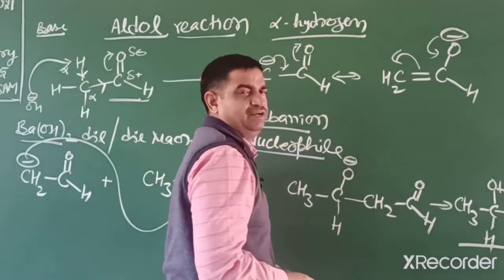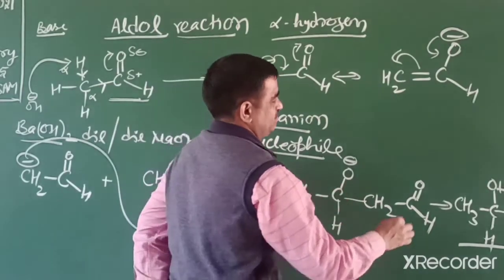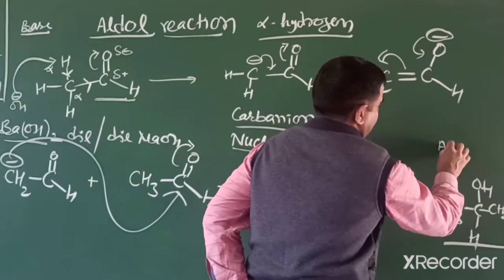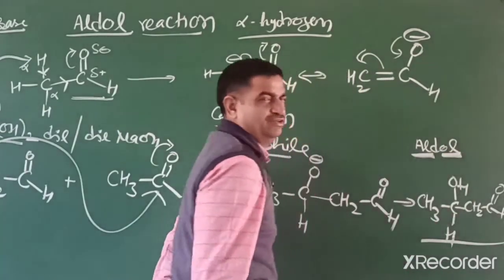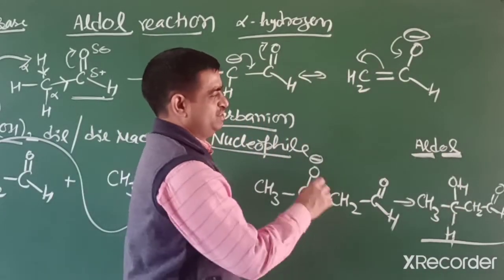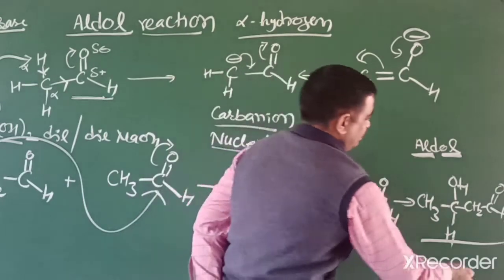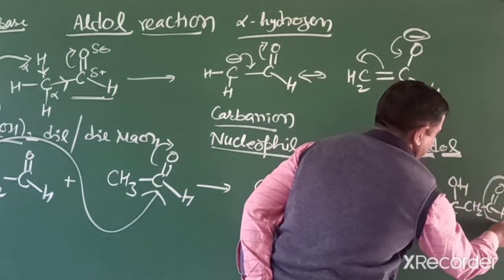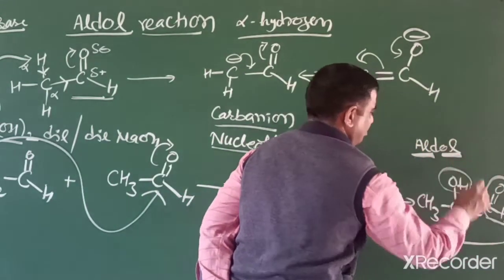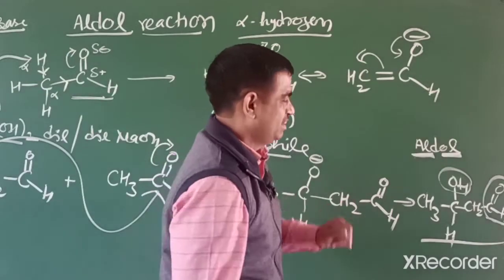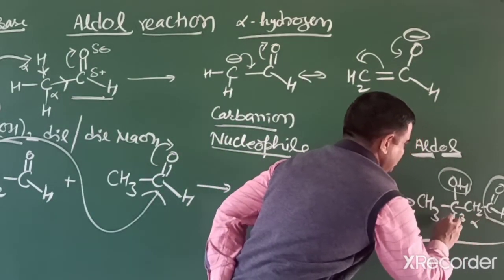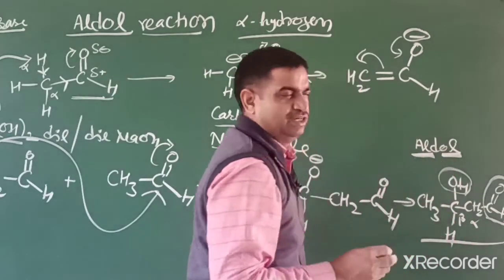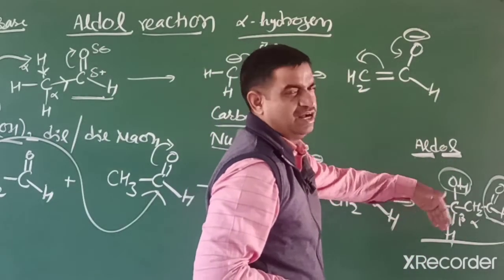This one is an aldol. The compound name is aldol, meaning aldehyde and alcohol, both functional groups situated on the compound. This one is the aldehyde and this one is the alcohol. Which type of alcohol? If we start numbering alpha, then this one is beta, then gamma. So this compound is a beta hydroxyaldehyde.